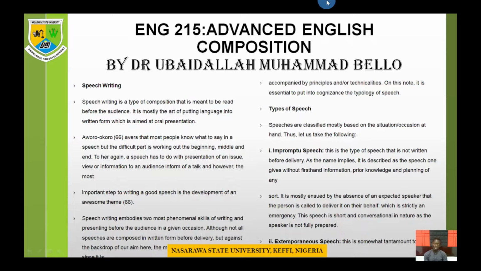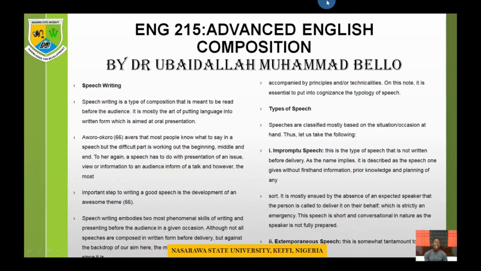Now, types of speech. Speeches are classified based mostly on the situation or occasion at hand. Thus, let us take the following. 1. Impromptu speech. From the name impromptu, whatever is impromptu is something that is unexpected, something that someone does not plan for, something that you do not have any schema of doing. So, this is the type of speech that is not written before delivery.